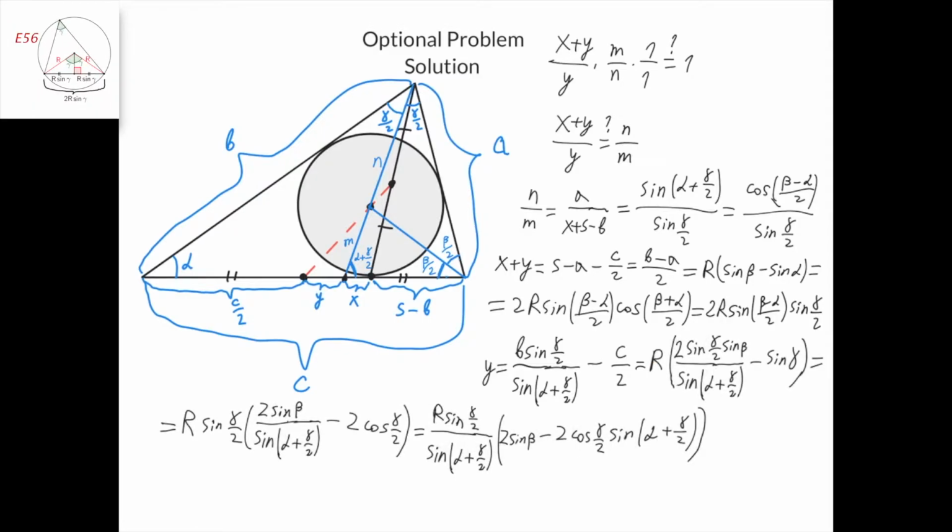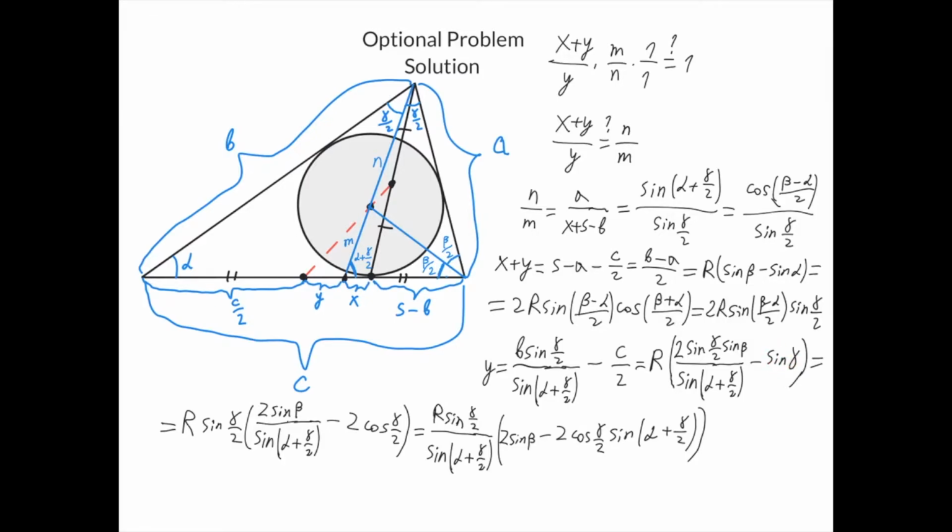From the law of sines, we can replace c with 2 times r sine of gamma and b with 2 times r sine of beta, and that's how we get this expression here. But then note that the sine of gamma equals 2 times sine of gamma over 2 cosine of gamma over 2. So by taking the common term sine of gamma over 2 out, we get this expression here. And taking the common denominator sine of alpha plus gamma over 2, we get this expression here.